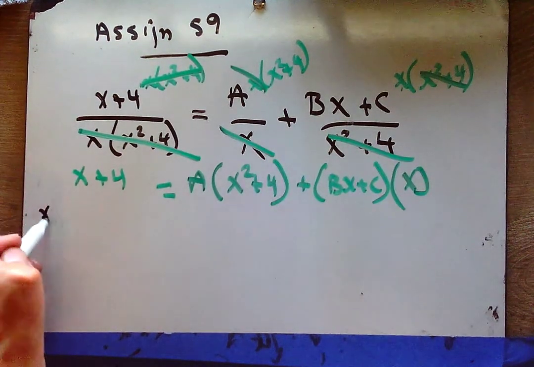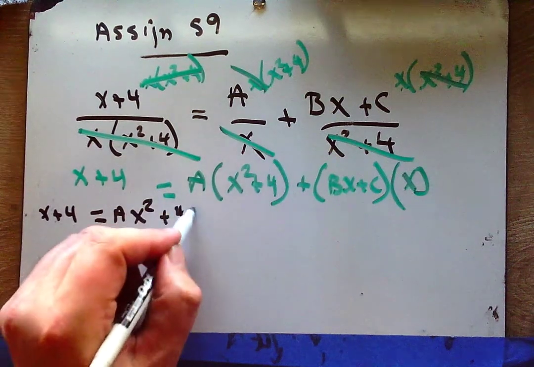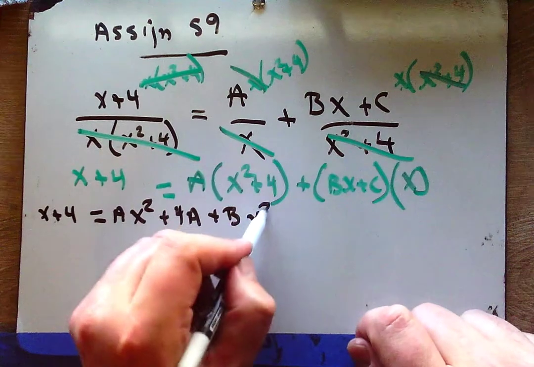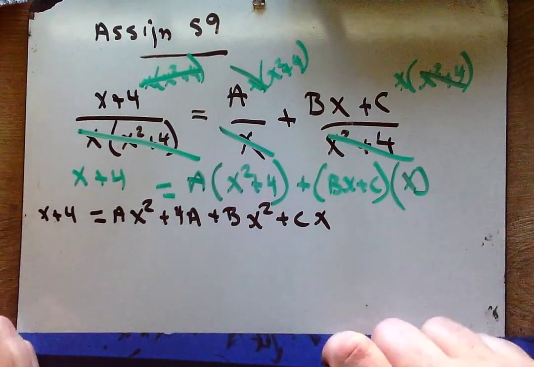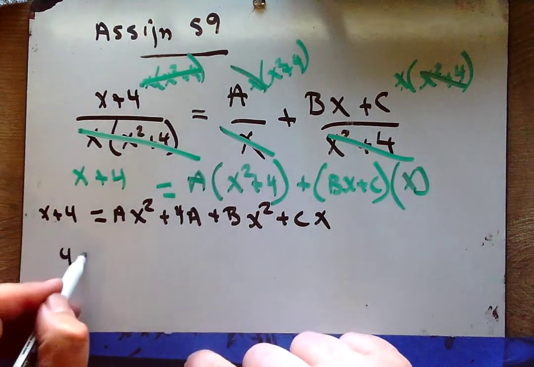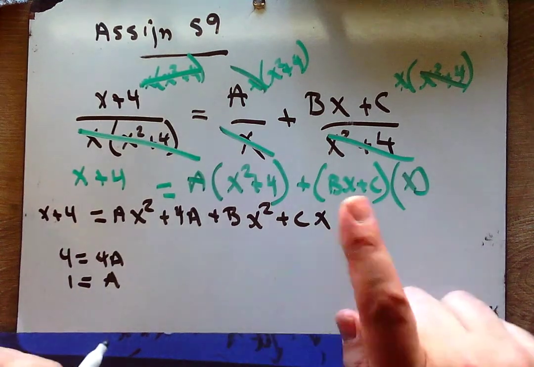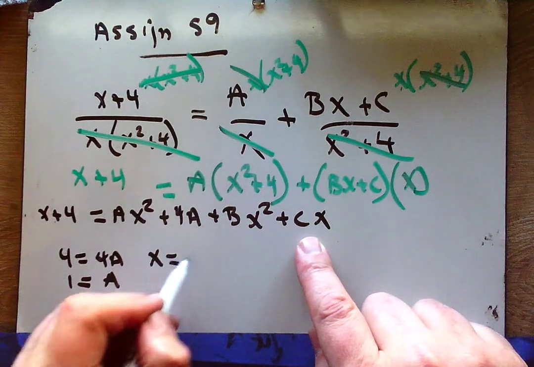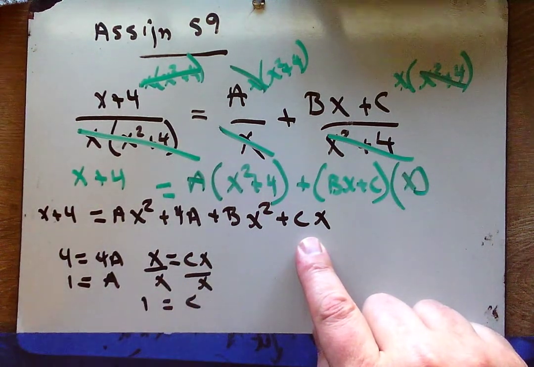Okay, so I have x plus 4 equals ax squared plus 4a. Don't forget to distribute this, bx squared plus cx. So let's make some stuff together. No x, 4 equals 4a, a equals 1. X to the first, fabulous, x equals cx. I divide by x, I get c equals 1.